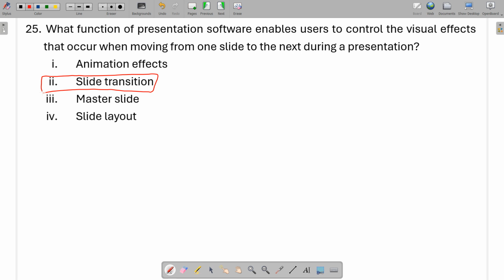However, if you are going to show any animations during the transition of the slide, it is called the slide transition, right? And animation effects can be used on the objects on the slide, and the master slide is used to manage the content of one particular slide, as well as to manage the layout. Slide layout is the layout that helps you to design the presentation, right? So slide transition is the answer for this question.